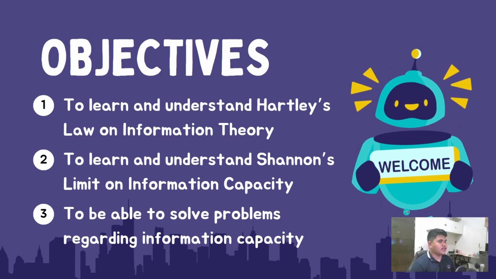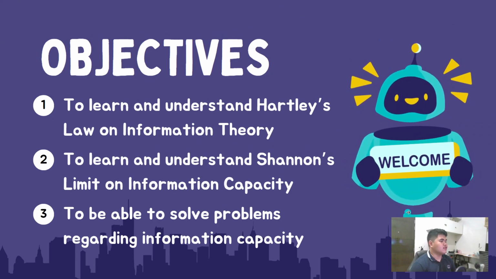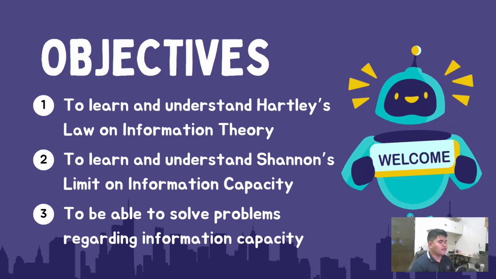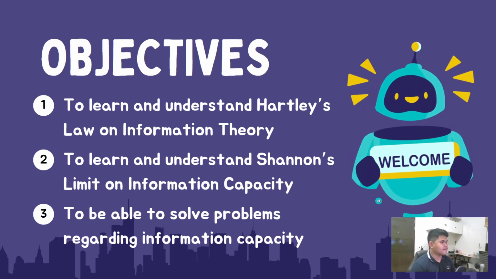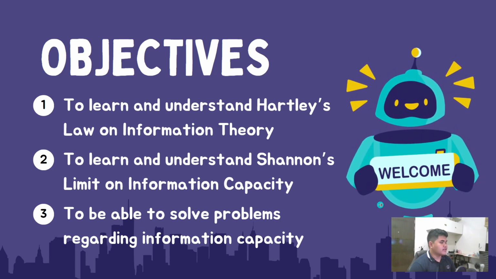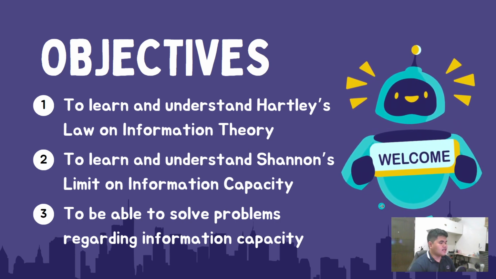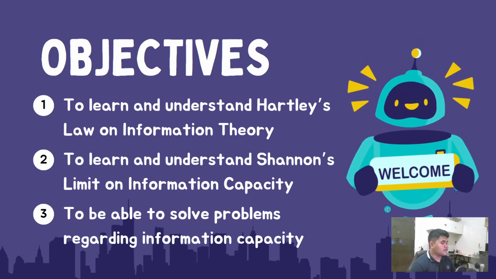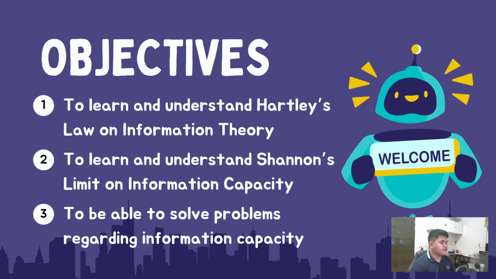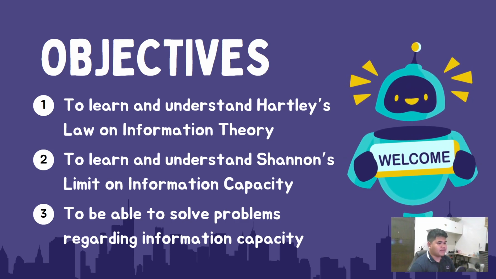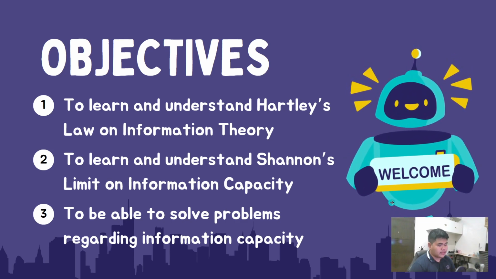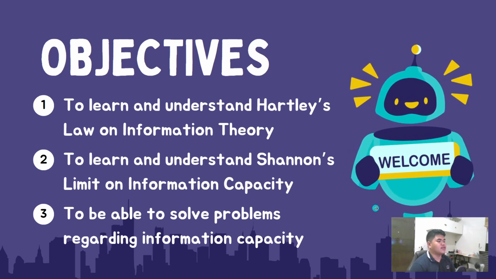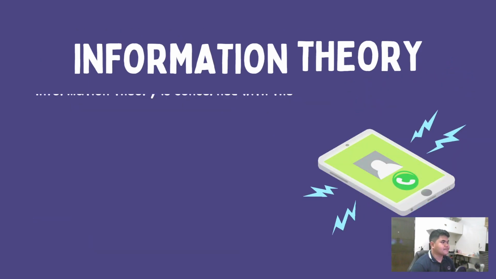Let us start with objectives. The first objective is to learn and understand Hartley's law on information theory. The second one is to learn and understand Shannon's limit on information capacity. And the third objective is to be able to solve problems regarding information capacity. We will later discuss and solve a few examples regarding Shannon's limit on information capacity.